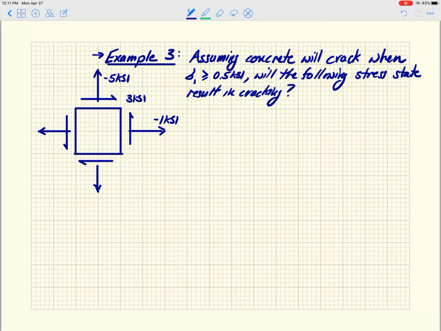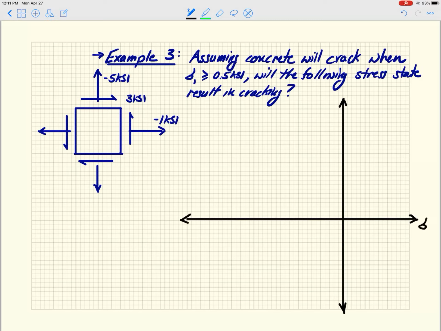I want to show you one other thing we can do with this. If it's greater than 0.5 ksi, since concrete cracks due to principal tension, we also generally know the direction of that crack, and that would be perpendicular to the principal tension stress. Okay, so let's draw the Mohr circle for this. I'm going to do it way over here because we can see everything is pretty much on the compression side.